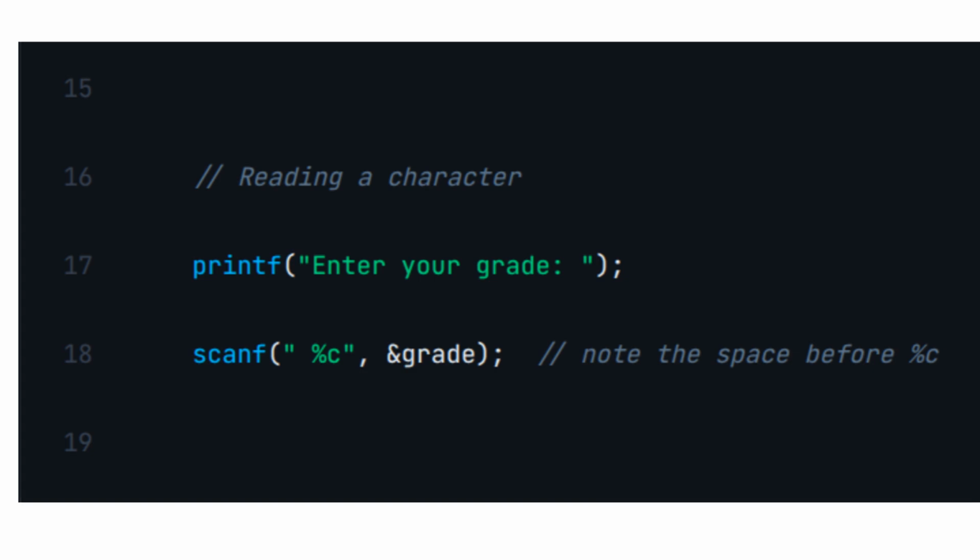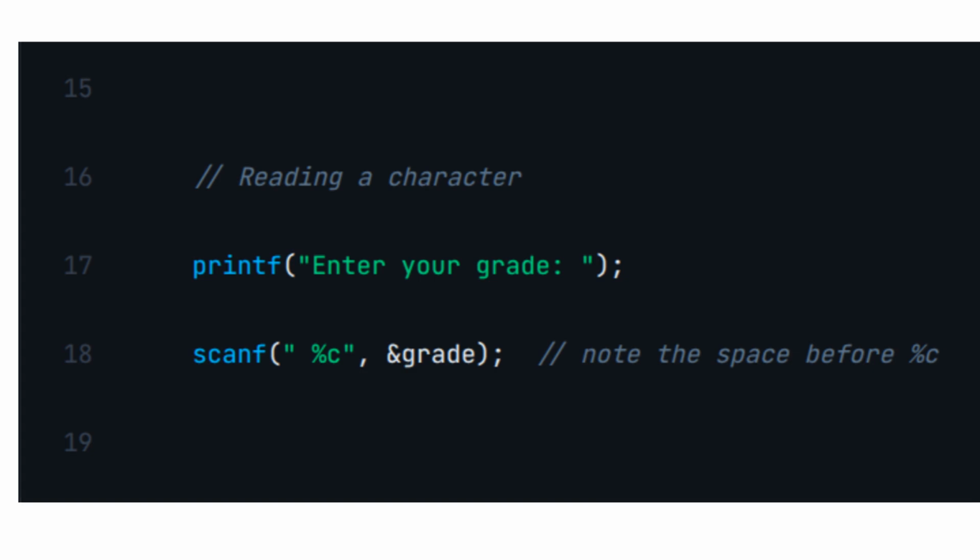But look closely at the format specifier. It says space %c. See that little space before the %c? That's not a typo. That's actually really important. There's even a comment in the code that says note the space before %c. So why is that space there? Here's the thing. When you press enter after typing a previous input, that enter key actually leaves behind a hidden character called a new line character. It just sits there in the input buffer.